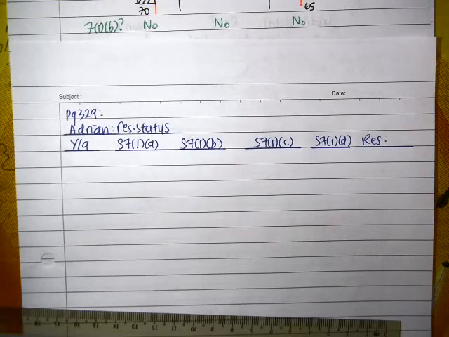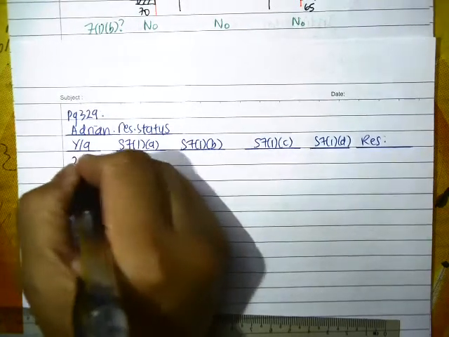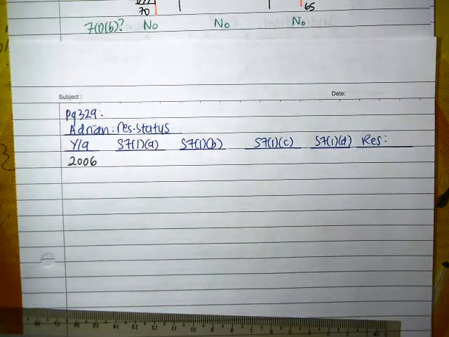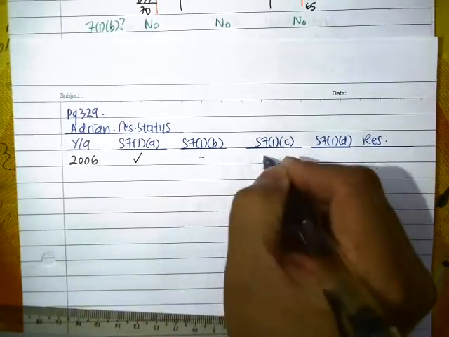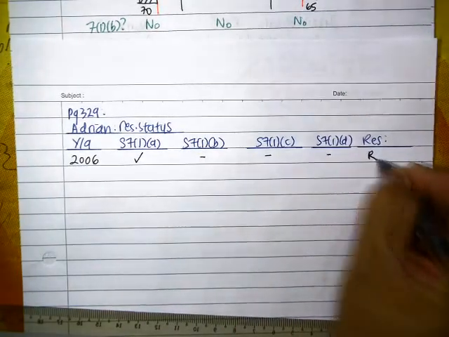Now, so for 2006, now we see that Adrian is in the country for how many days? 165 plus 113, right? So it's 278. So will you be a resident? Yes or no? Yes. Which one? A. So just put a tick here to show that you fulfill A, you become resident.